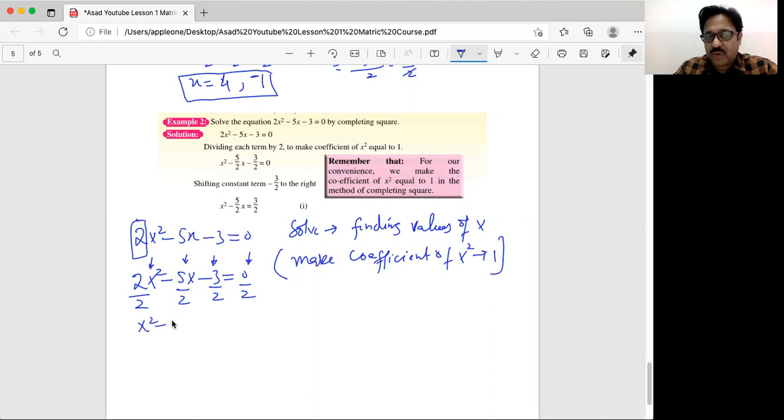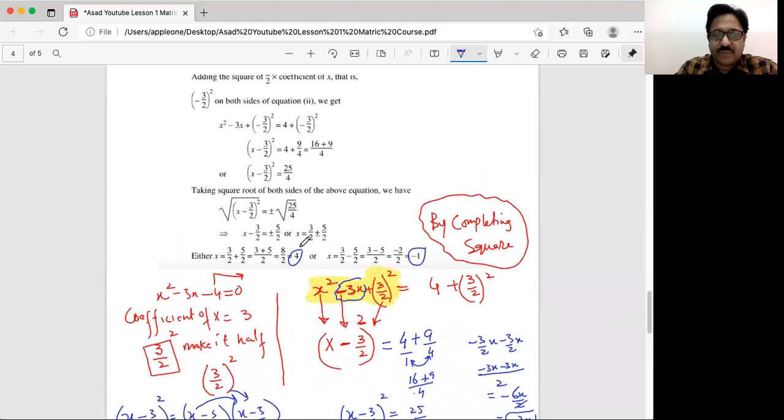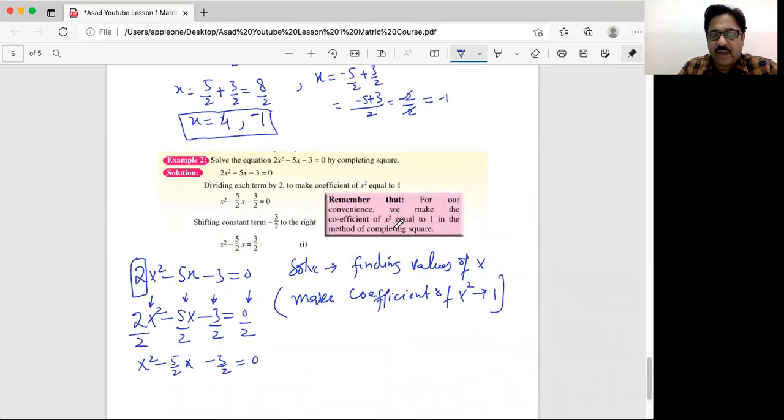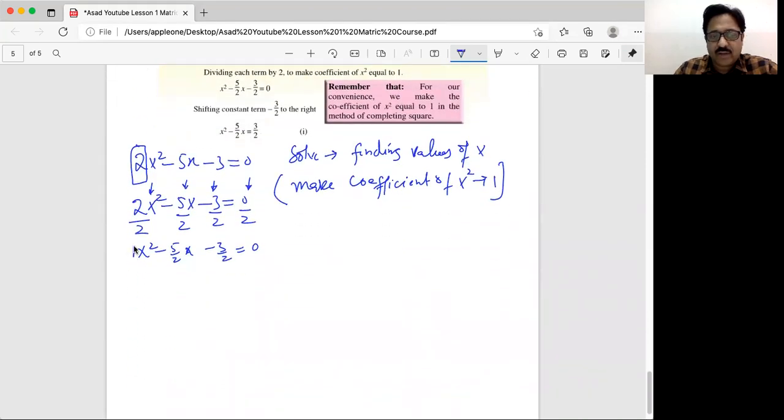So I got x square, minus 5 over 2 x, and 3 over 2 here, and 0 here. Now, students, I'm comparing this with the previous question. I had coefficient of x square 1 there, and now I again got coefficient of x square 1 here. So the rest of the procedure is exactly the same. All the other steps are exactly the same. If you remember the first step, I told you the first step was to take the coefficient of x.